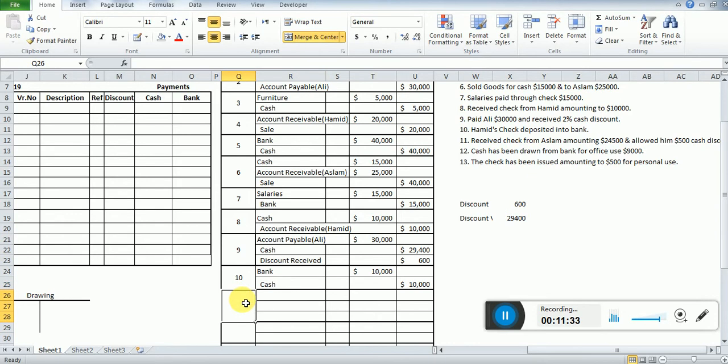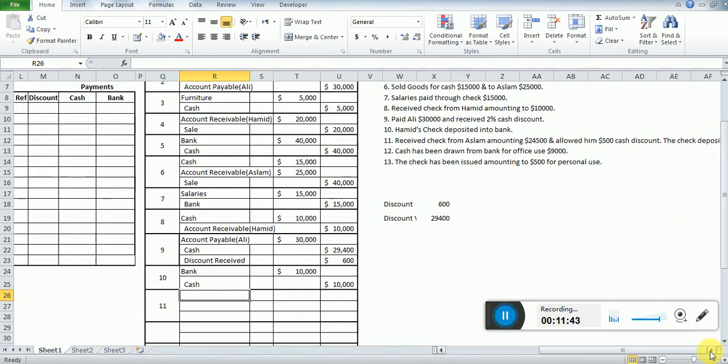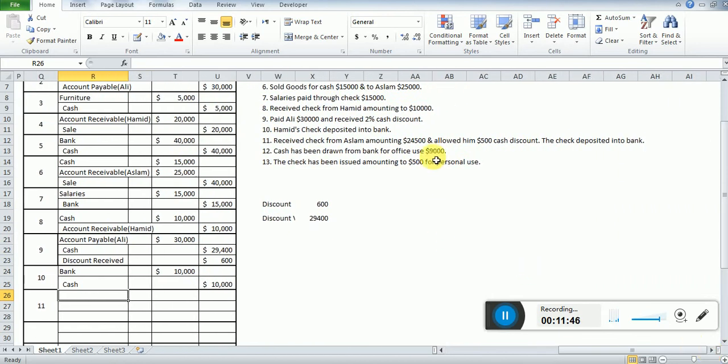Okay, 11, we have received check from Aslam amounting 24,500 and allowed him $500 discount. So dear students, very much important entry here. We are receiving $24,500. Now look here, we have allowed $500 discount, so it is not shown in a percentage. So clearly the amount, the discounted value, and the discount is given to you. So if the list price is given and also the percentage discount is given, then you have to compute the discount and subtract it from this.